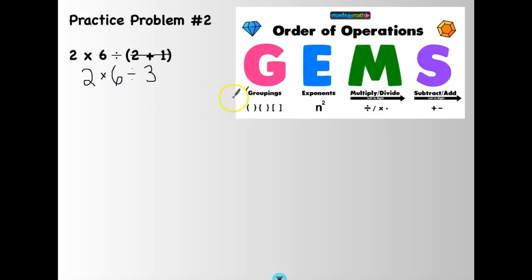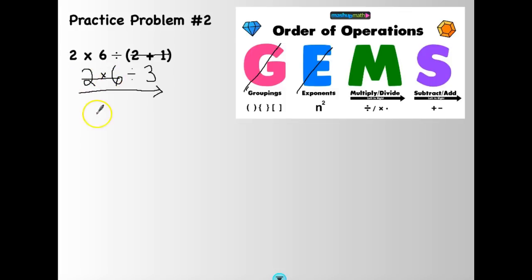All right, so I don't see any more groupings, so I can cross that one off, and now I'm going to move to exponents. I do not see any exponents, so I don't have any E in my GEMS. Now I'm going to look for multiplication or division, and I see that there's actually a multiplication and a division symbol in here. So I have to figure out which one should come first. I'm going to start on the left and work my way over to the right. So that means the one that comes first is 2 times 6. So that's the one I'm going to do first.